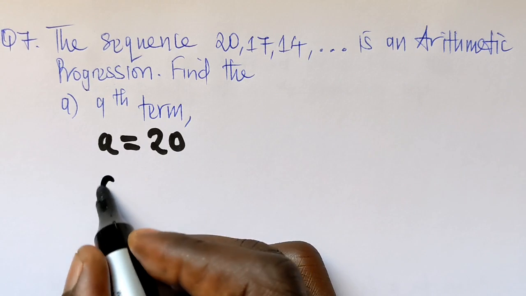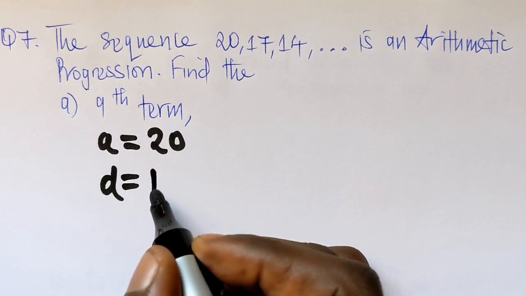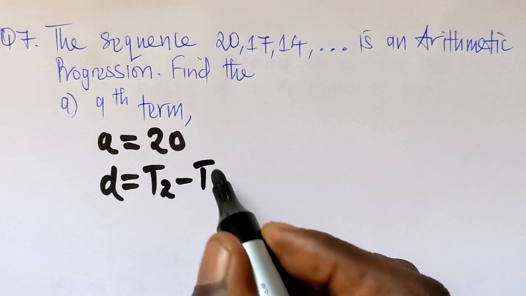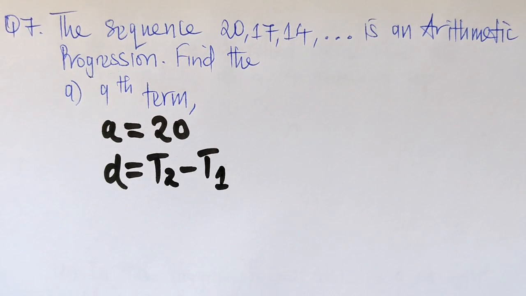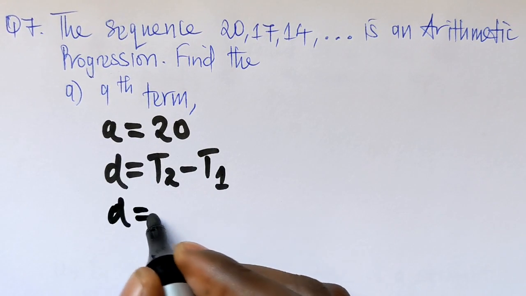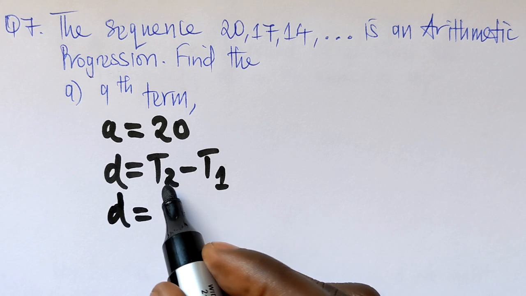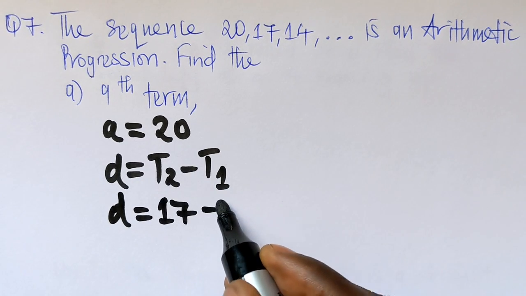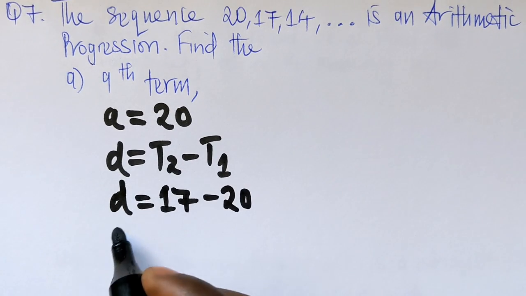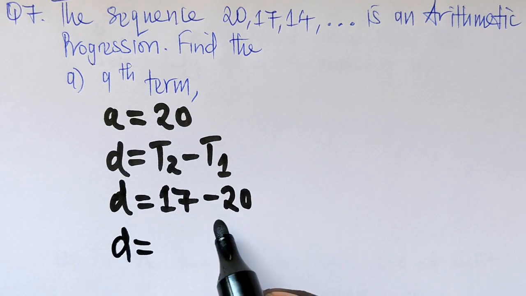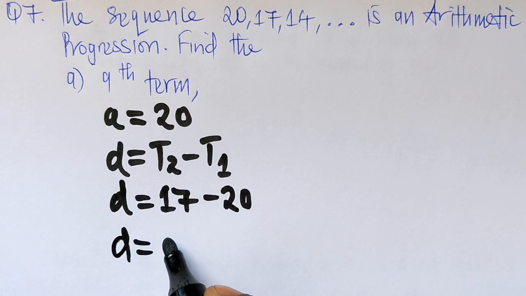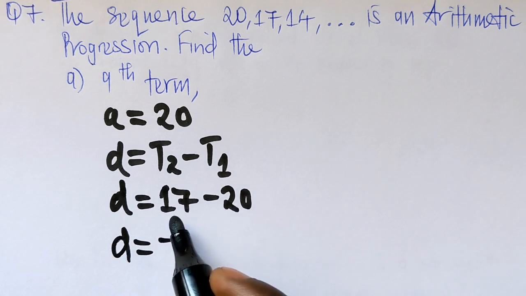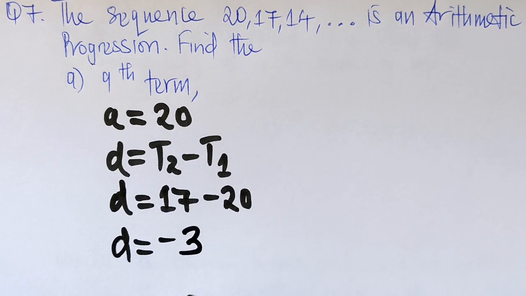Then we get the common difference, D. D is found by subtracting the first term from the second term. So our D is going to be T2 minus T1, which is 17 minus 20. So D is equal to 17 take away 20. Keep the sign of the larger number and subtract. So we keep negative and then subtract 20 minus 17, which will give us 3. So D is negative 3.